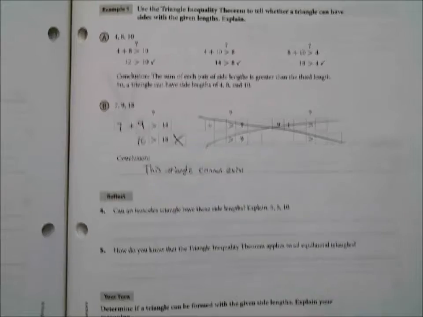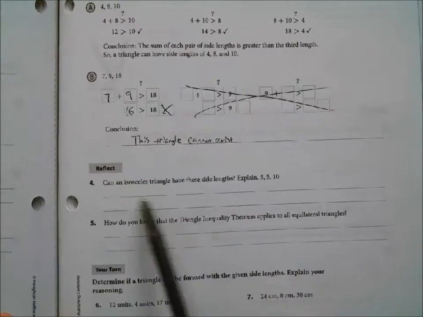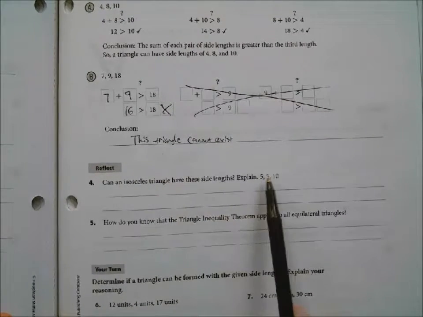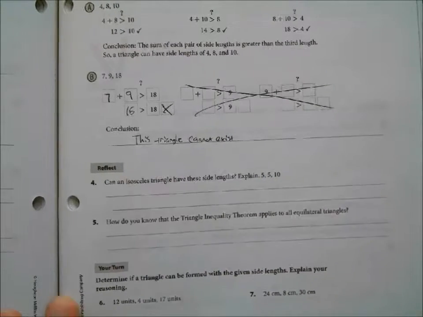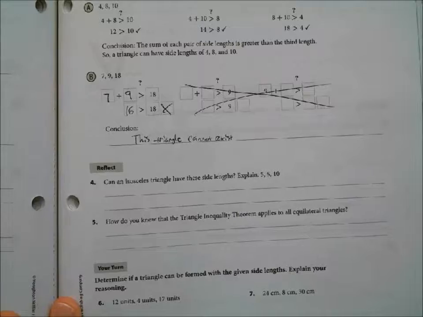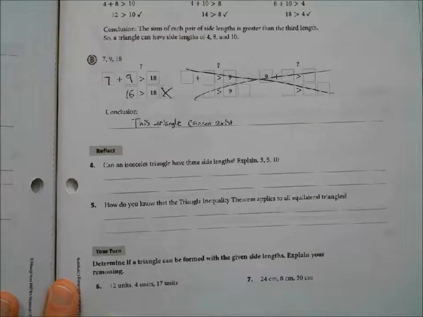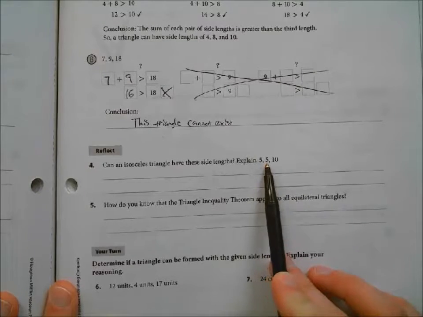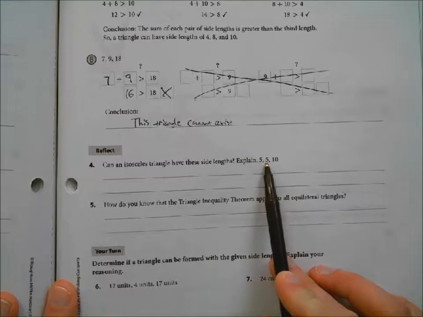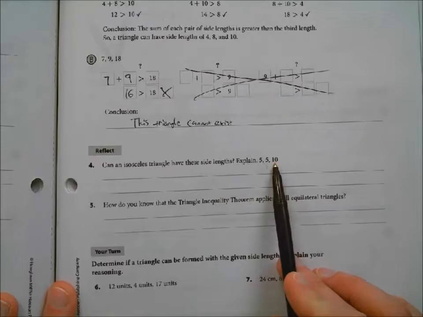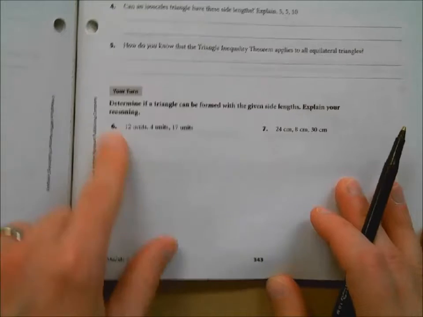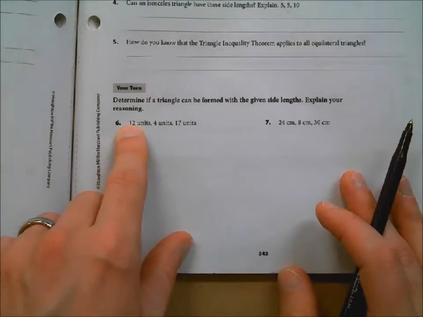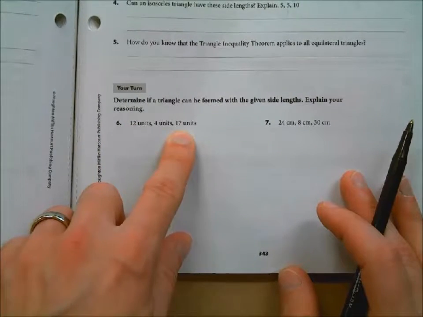So if we had an isosceles triangle that had side lengths 5, 5, and 10, would that exist? Can we have an isosceles triangle with side lengths of 5, 5, and 10? 5 plus 5 is 10. Is 10 greater than 10? No. So that triangle wouldn't exist. Same idea here. For number 6, for example, 12 plus 4 is 16. That's not greater than 17, so this triangle would not exist.